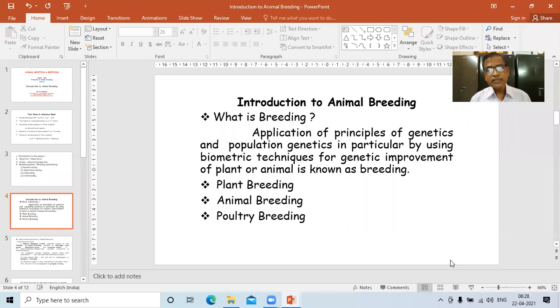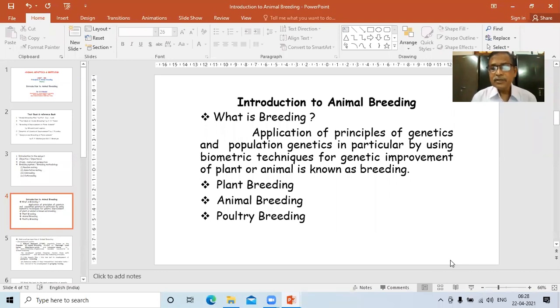Then biometric techniques means, after taking the values, you have to calculate depending upon the character of the study. Then what is to be used, what is to be done, whether your chi-square test will be applied, whether normal distribution will be applied, whether analysis of variance will be applied, or whether the t test will be applied. So all these things, ultimately all the principles of statistics, population genetics, principles of genetics will be applied for animal breeding.